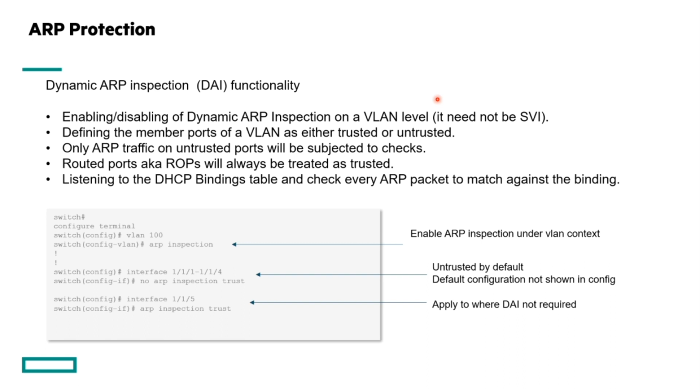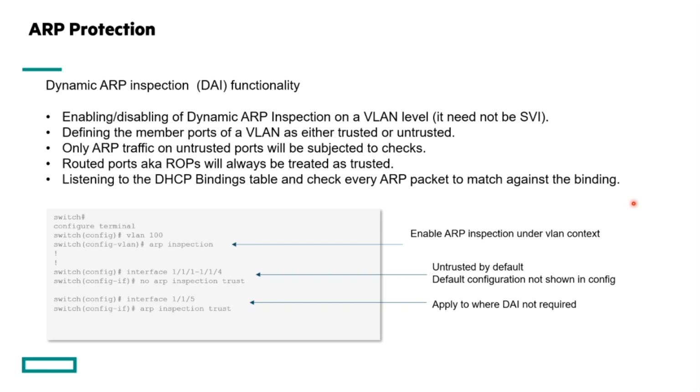Let's cover dynamic ARP inspection functionality. Enabling or disabling of IP ARP inspection can be done at a VLAN level. You define a member port of a VLAN as either trusted or untrusted. Only ARP traffic on untrusted ports is subject to checks and inspected. Please note that routed ports will always be treated as trusted. DHCP binding tables are used to check ARP packets.